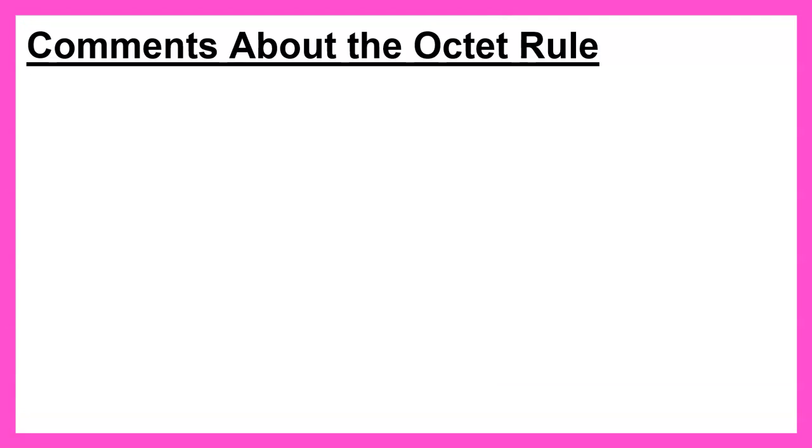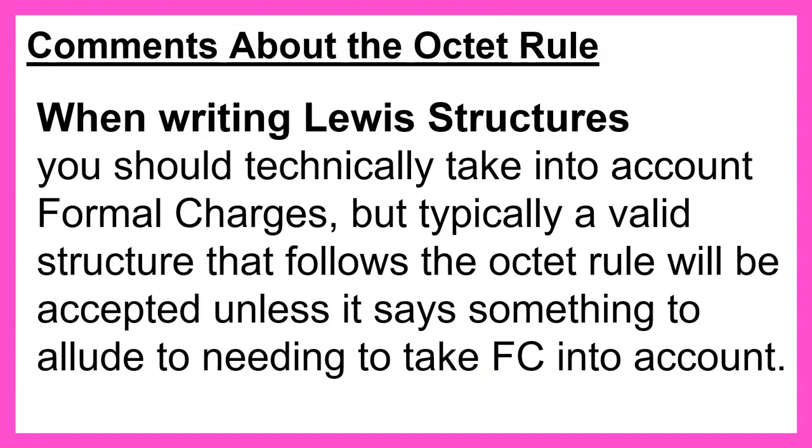For AP Chem, what seems to be the general pattern is that in reality, we should always take into account formal charges to figure out which is the best resonance structure. But they will typically take any valid structure that satisfies those octet rules, a normal Lewis structure like you drew in honors chem, unless they specifically mention taking into account formal charge, or they make a comment like, draw the preferred Lewis structure. If they're alluding to somehow taking formal charge into account, you have to.